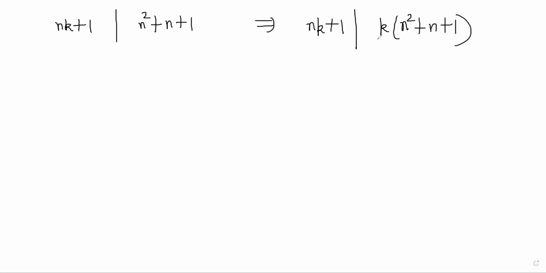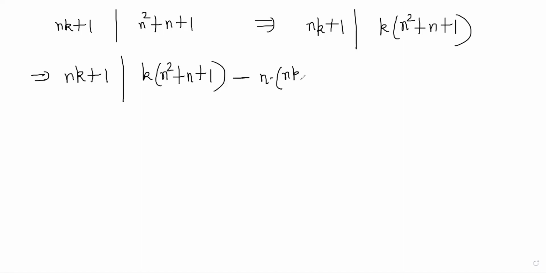We have this result. nk plus 1 divides n square plus n plus 1. So obviously nk plus 1 should also divide k times n square plus n plus 1, right? That is obvious. That is not an issue. And we can also say that nk plus 1 therefore will divide k times n square plus n plus 1 minus n times nk plus 1. Since nk plus 1 divides this, and clearly nk plus 1 divides this, the difference of the two numbers is also divisible by nk plus 1, right?